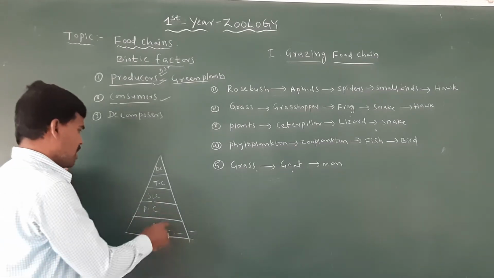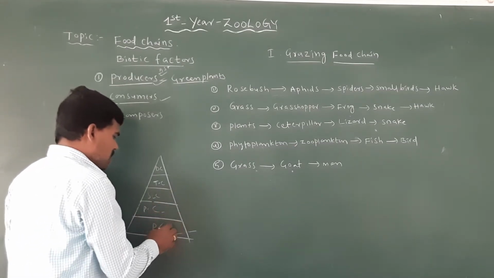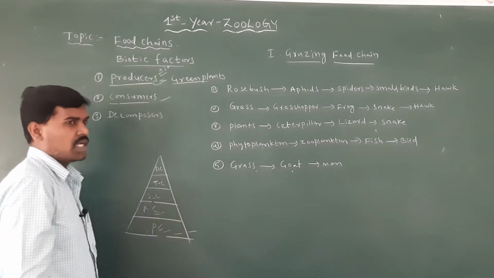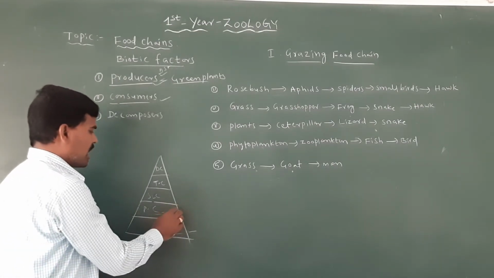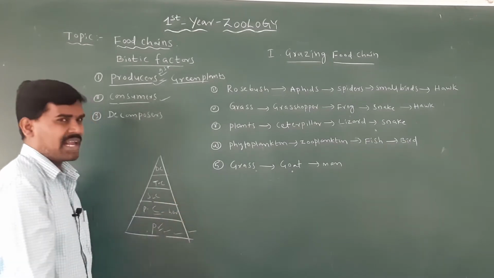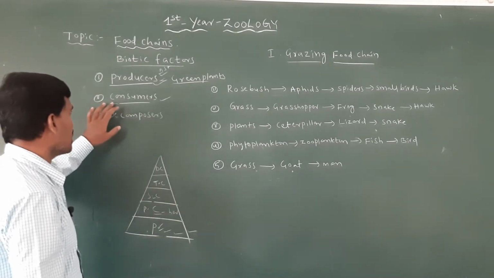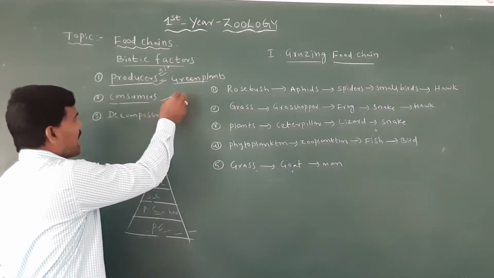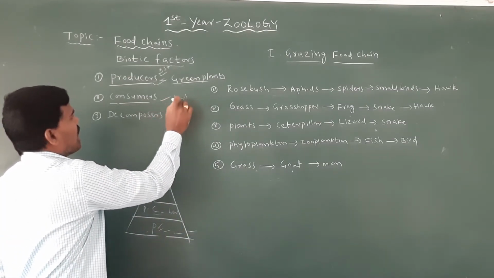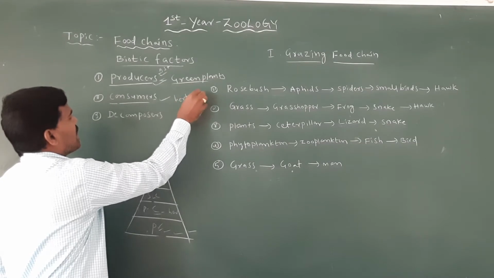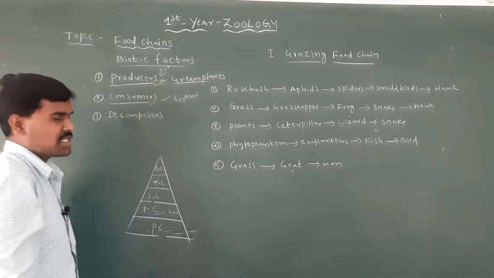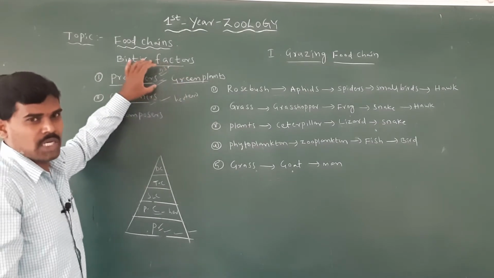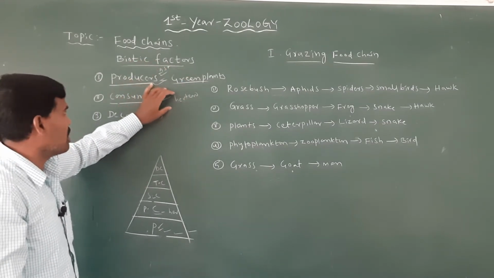If a consumer feeds on the producers, it is called a primary consumer. Primary consumers are herbivores. Consumers consume food materials, meaning they are heterotrophic animals, while producers are autotrophs. So we have autotrophic animals and heterotrophic animals.